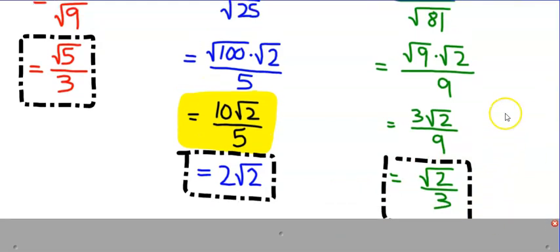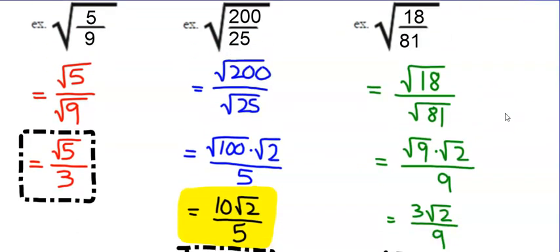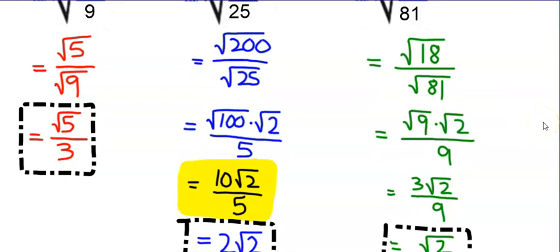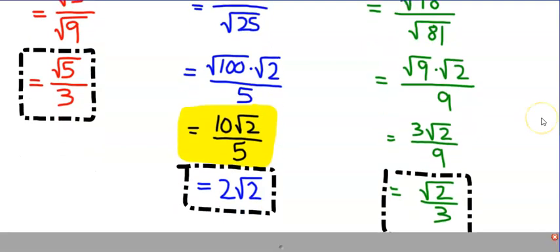Alright, let's go back a little bit further up to the last example. Square root of 18 over 81, split that apart. Simplify each one. So for the numerator, largest perfect square is 9, and then the other one is square root of 2. The denominator just breaks down to 9 because square root of 81 is a perfect square.